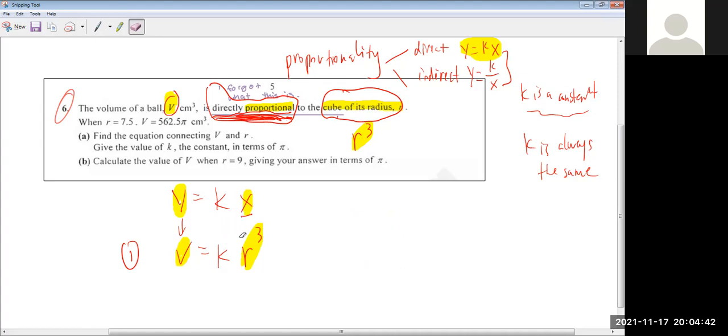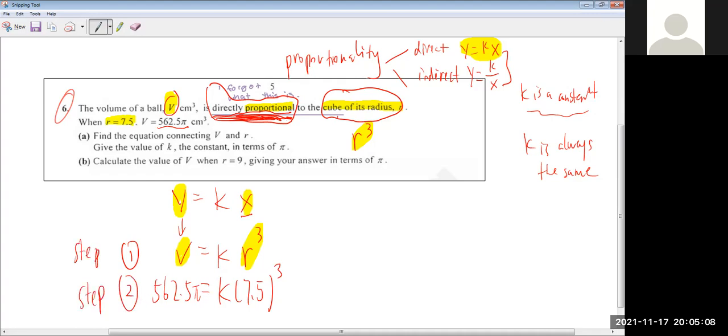So once you form this, I think it's pretty simple. You know why? Because they say r is 7.5, so I put 7.5 into it. And then what is v? v is this, so I just put in this. So this is your step 2. By the way, v is 562.5 pi. This is step 1, this is your step 2. So with step 2, I think you can solve for k already. So k is equal to 562.5 pi divided by 7.5 to the power of 3.